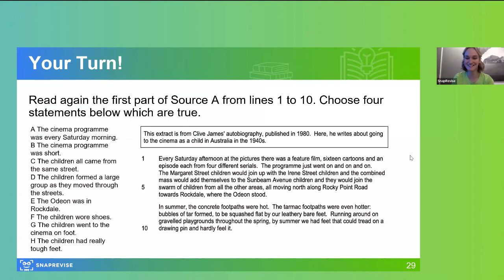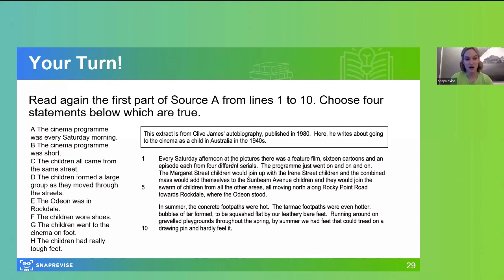Again, as long as you understand what's going on, this question can be as simple as this kind of thing. Who's going to tell me? Well, I'll tell you. Statement A is true. The cinema program was every Saturday morning, and literally the first three words of the extract are "every Saturday morning." So it tells you that statement is true.